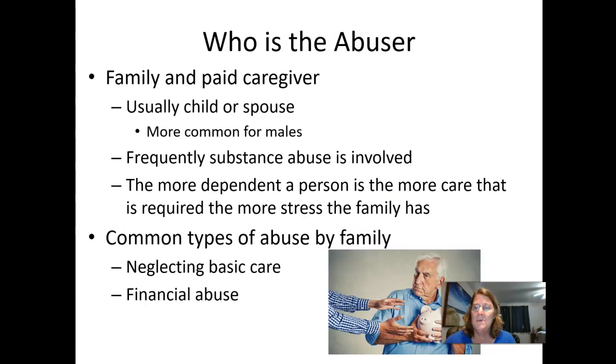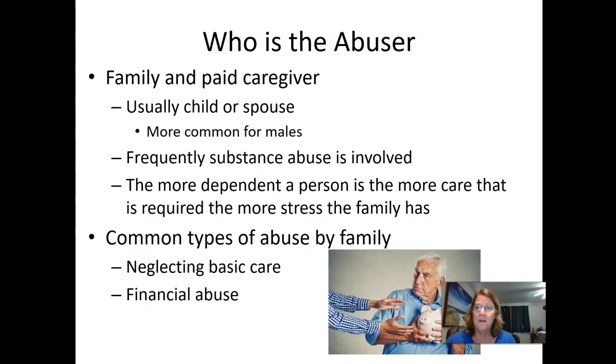So as far as who's the abuser, my students are frequently surprised by this, but the biggest bulk of the time it is family members. People think that abuse generally happens in the nursing home, and there is a certain percentage in the nursing home that does happen, but it is more common in the home setting. So it's more common for a child or a spouse to abuse their family member. And it's more common for males than females to be the abuser. Sometimes a paid caregiver that comes in. It's a paid caregiver that doesn't necessarily have any official training, but they've cared for people before and they're coming in to help out. And sometimes they will be the abuser.